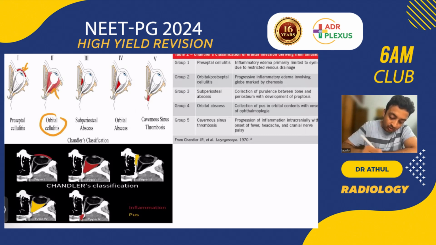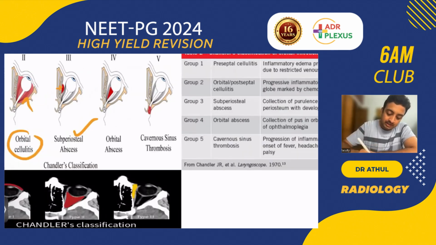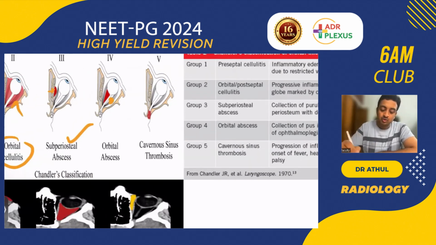The entire intra-orbital contents or intraocular contents are involved. In type 3, there will be subperiosteal collection just adjacent to the periosteum of the bone. Since the collection was noted adjacent to the bone, it is subperiosteal. You don't need to study this entirely, but once it was asked, so just for your knowledge, if it is adjacent to the bone, then it is subperiosteal. If you are seeing it inside the orbit like this, then it is not subperiosteal, it is an intraorbital abscess. Okay, that is the concept.